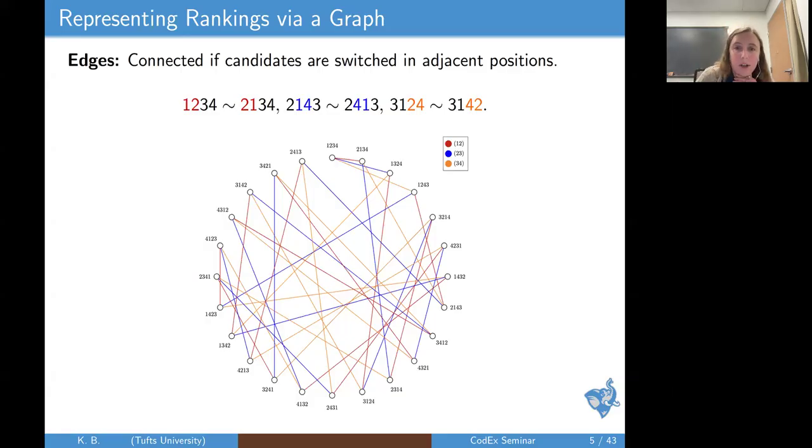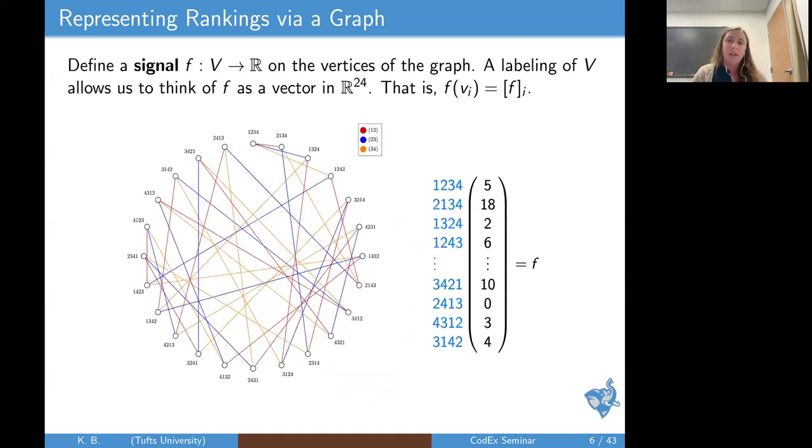Okay, so here's our graph that we're working with. And then we want to put a signal on the graph, which is just a function on the vertices of the graph. We can think of that as just the number of people that voted for that particular ranking in the ranked choice vote. And if we label our vertices of our graph, we can think of a signal, this function on the vertices, as a vector. So we're going to think about our signal as a vector in R^24 here.